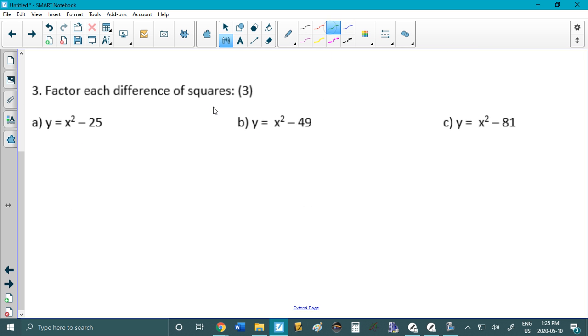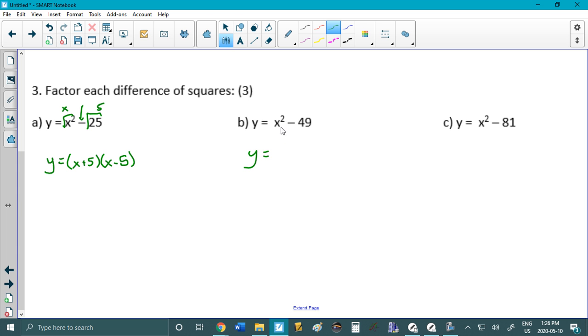Next, we're asked to factor a difference of squares. So you remember a difference of squares is two terms when you're subtracting, and both terms are perfect squares. So if we do this, we basically take the square root of x squared, which is x. The square root of 25 is 5. And then we have x plus 5 times x minus 5. And the reason that this works out is because when we expand this, we FOIL it, we get minus 5x plus 5x. Minus 5x and plus 5x cancel out, and we don't have a middle term.